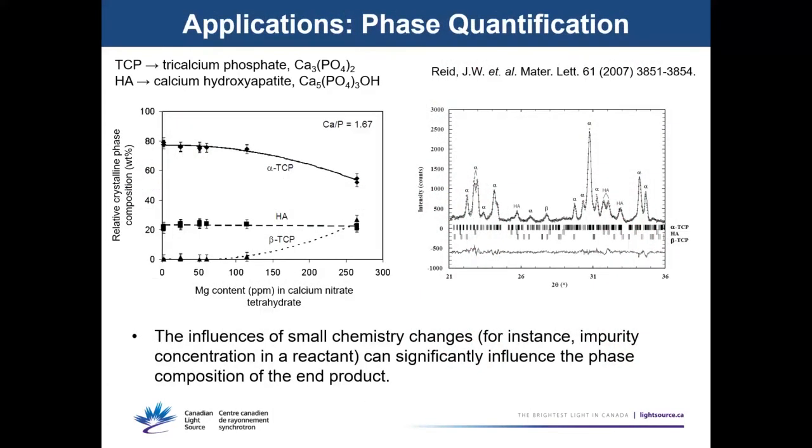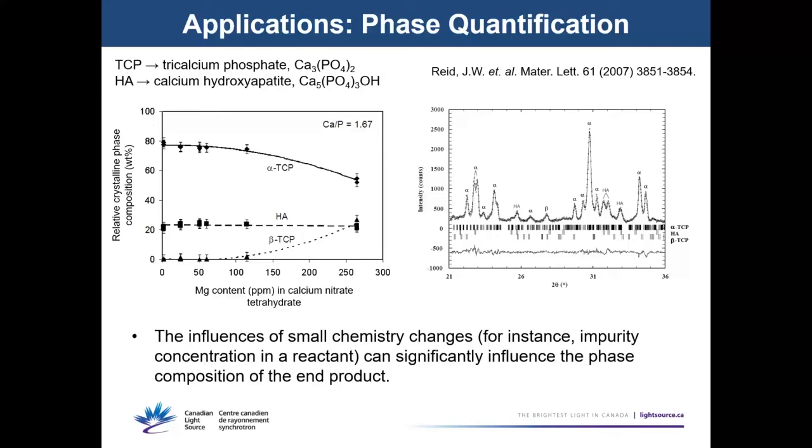Another big application is phase quantification. I used to work for a biomaterials company that worked on synthetic bone products, and our main biomaterial was supposed to be a two-phase mixture of what's called alpha tricalcium phosphate and calcium hydroxyapatite. Every so often, we'd end up with a batch with a third phase in it called beta tricalcium phosphate, which was forming at the expense of the alpha TCP phase, which was what we really wanted.